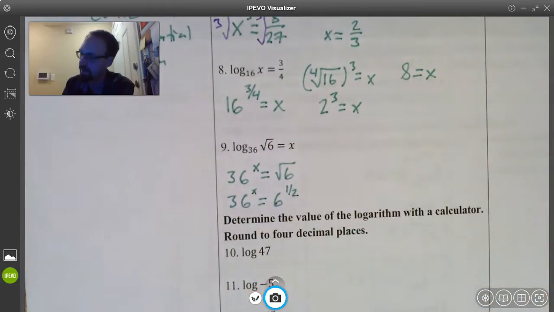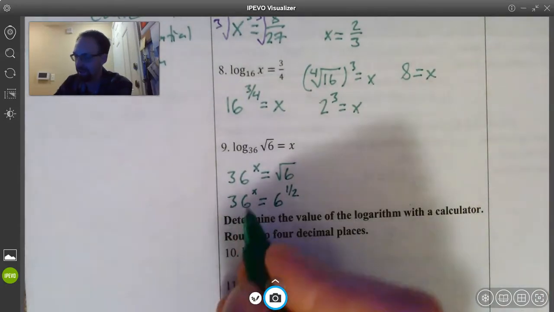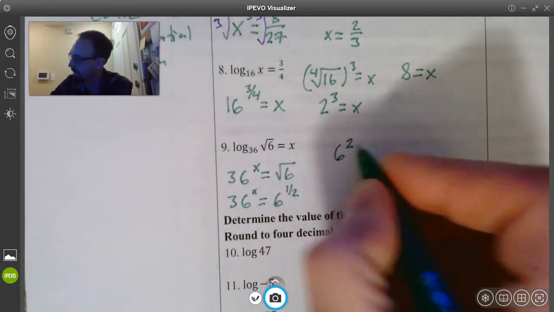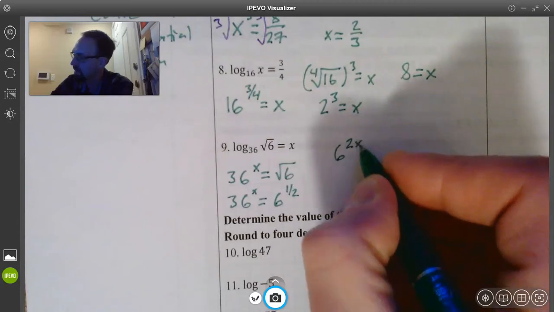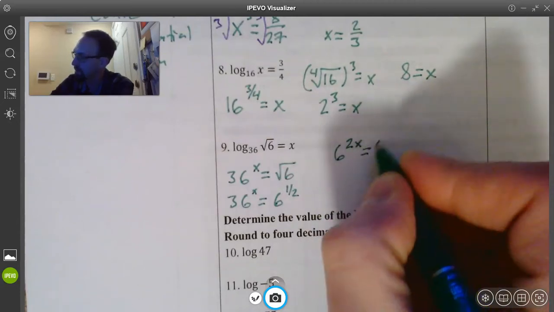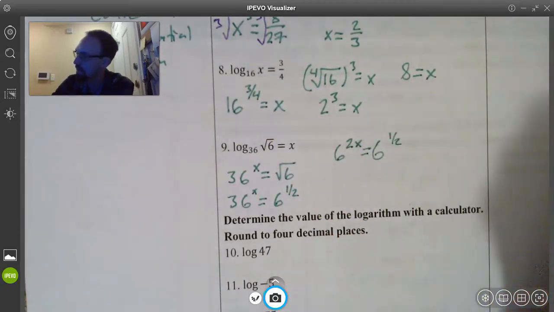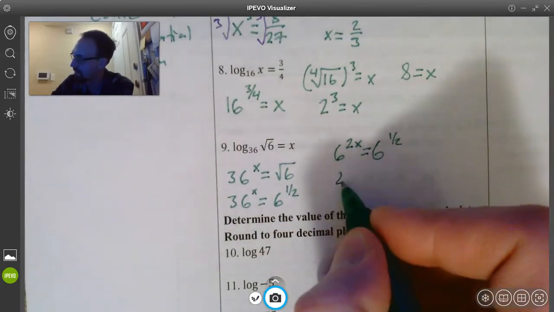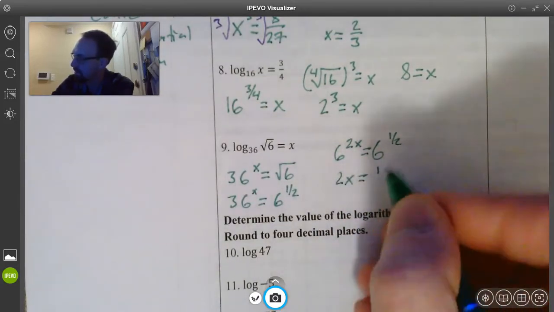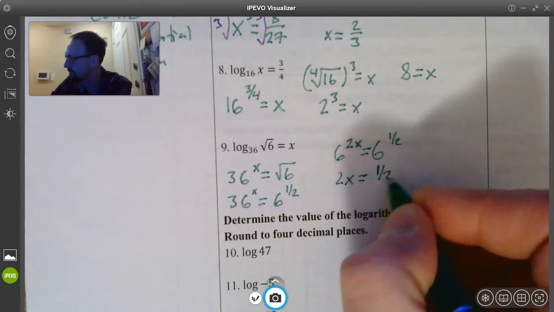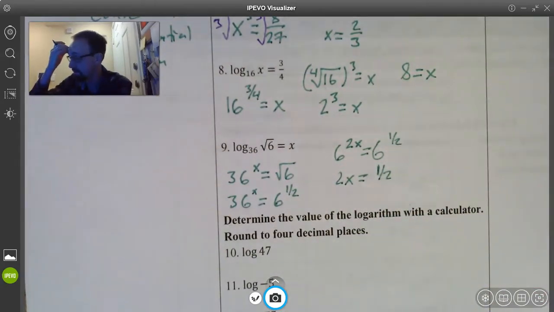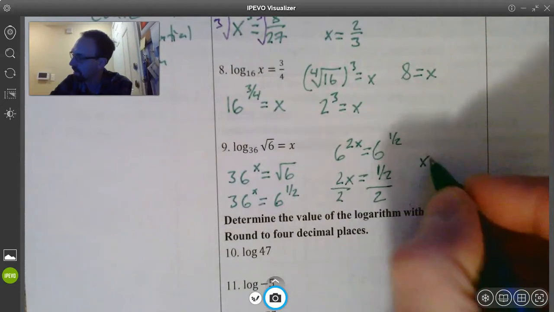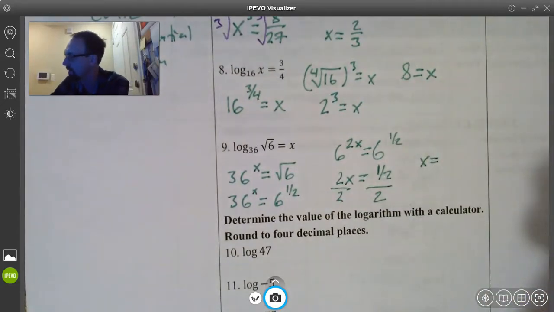That's 6 to the 1/2 power. So I have 36 to the x. So I just need to convert 36 into 6 squared. So I have 6 squared to the x equals 6 to the 1/2. So now all that I need to do is just simplify, set 2x equal to 1/2, and then solve. So divide by 2, and I get x equals 1/4.